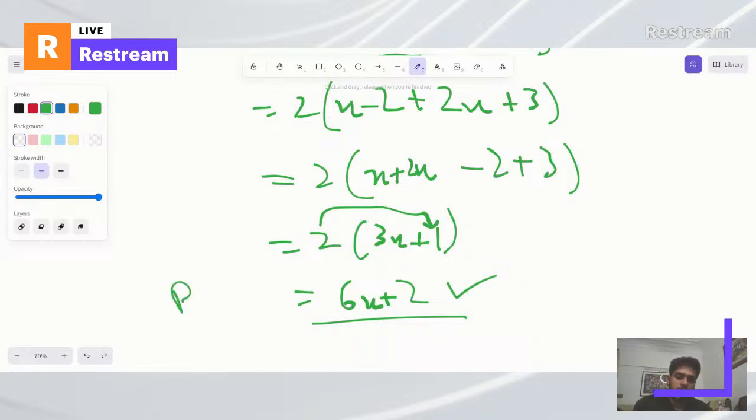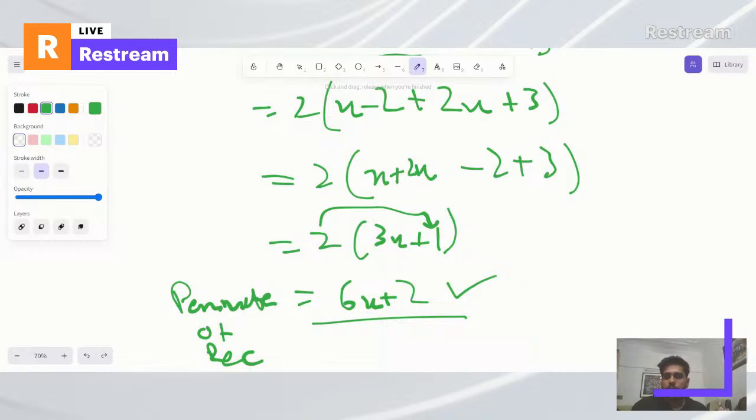So the perimeter of the rectangle is equal to 6x plus 2. Is this clear? Has anybody not understood this? Is there anyone? I think everybody has understood this completely.